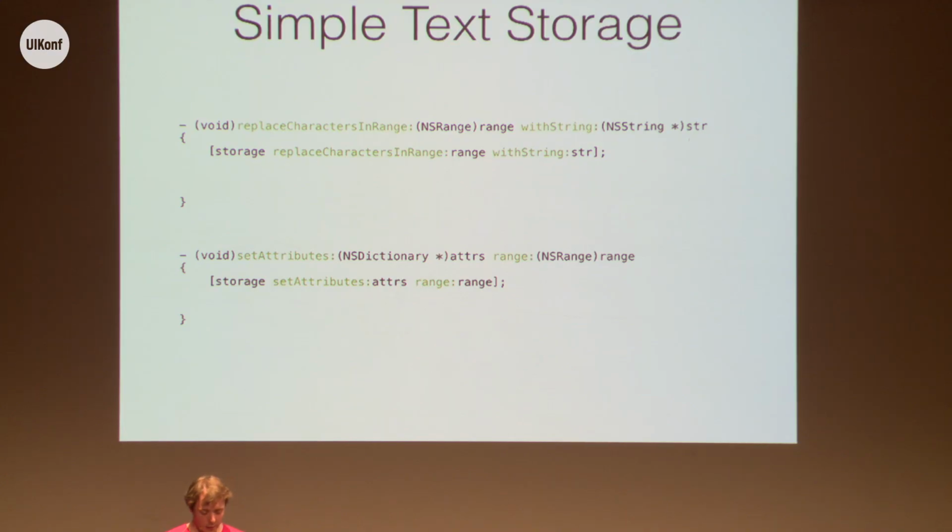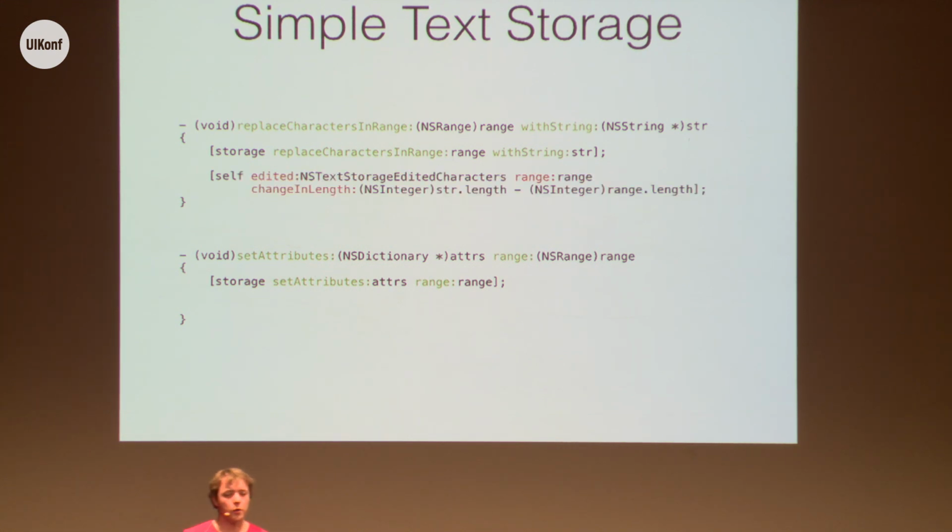There's one little detail you have to pay attention to, because NSTextStorage is a little bit more than NSAttributedString. So all the difference that is there comes now. You need to send a notification about every change you do. So you have to call a method called edited range change in length.